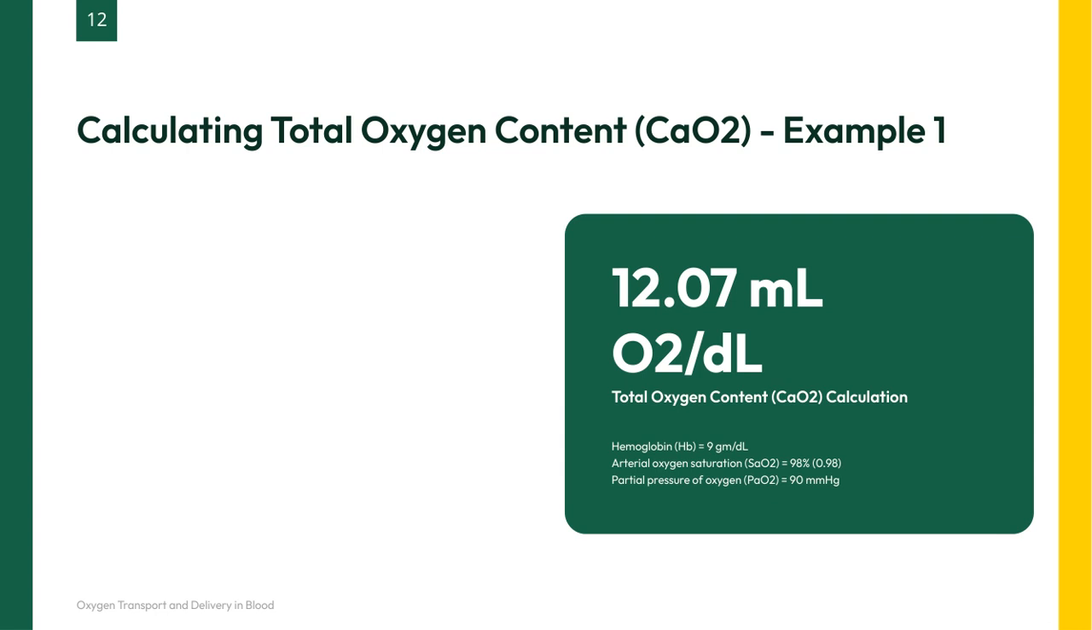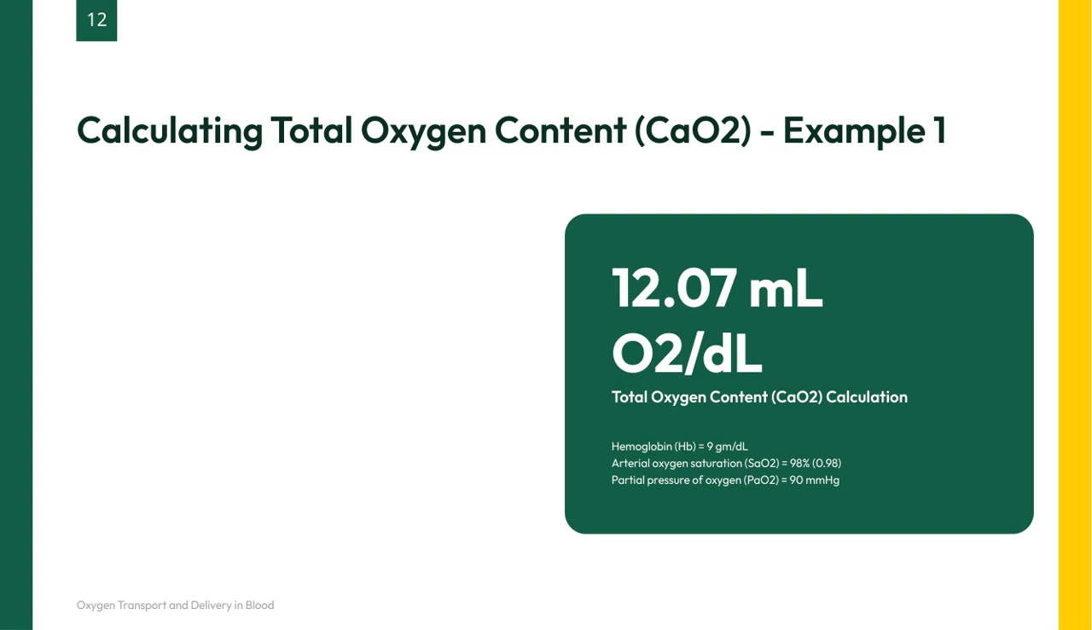Now, moving on to the total oxygen content, or CaO2, this is a key concept because it tells us how much oxygen is actually being carried in the blood. In this example, the total oxygen content comes out to roughly 12.07 milliliters of oxygen per deciliter of blood. When calculating CaO2, we consider both the oxygen bound to hemoglobin and the oxygen dissolved in plasma. This example helps us see how these factors combine to determine the overall oxygen delivery capacity.